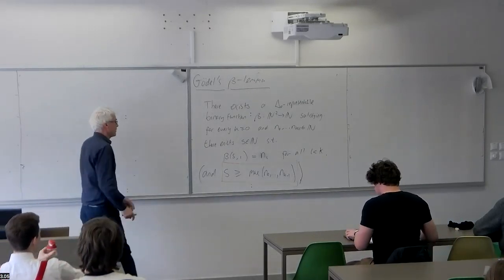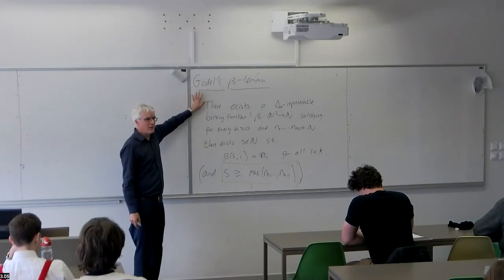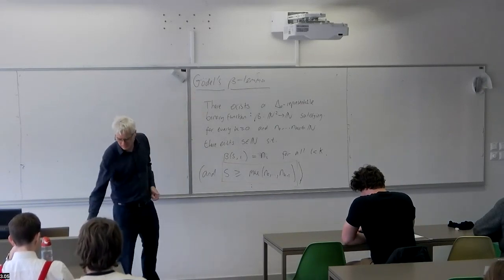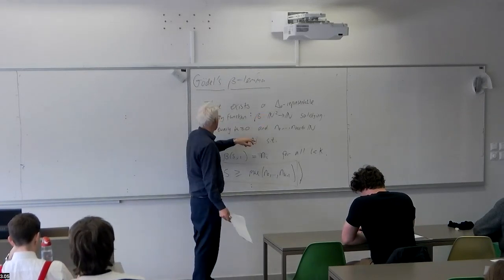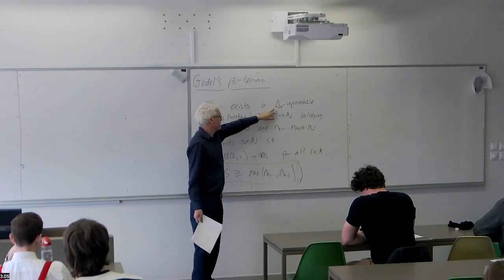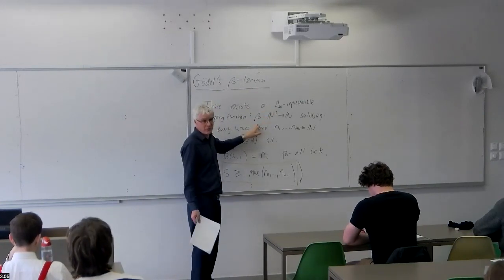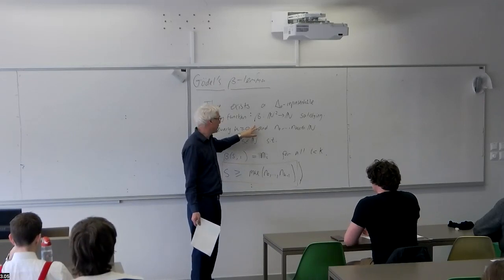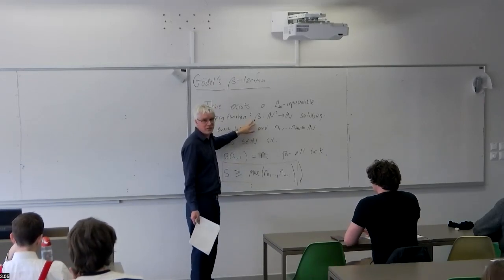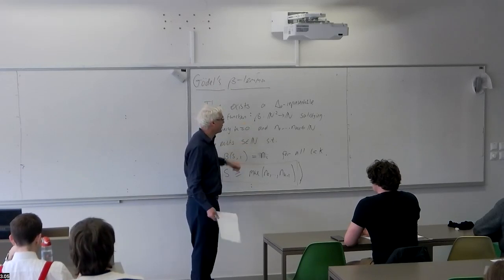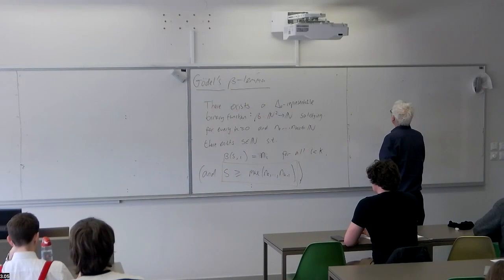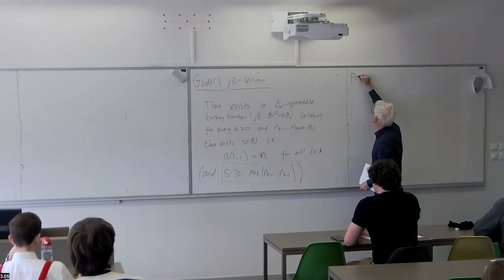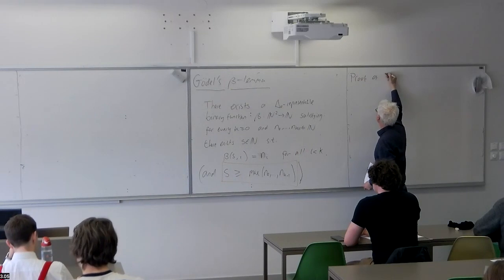Right, so the remaining thing to do is prove Gödel's beta lemma. The easy thing is actually to give the delta zero formula that represents beta and to define what the function beta is. The interesting part is why it works. So let's define beta first, and then the proof of the beta lemma.